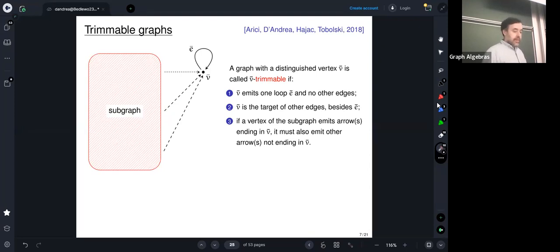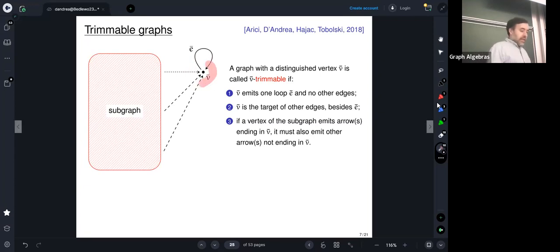And the third condition tells you that if there is any other vertex, different from this V bar, and if from this vertex there is an arrow going to V bar, then there should be an arrow also going somewhere else. So in other terms, conditions one and three tell you that this single vertex is hereditary and saturated. And the second condition is just to have something non-trivial, that this vertex is not completely disconnected from the rest of the graph.